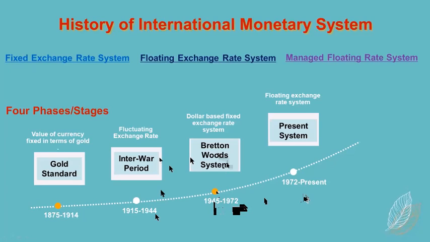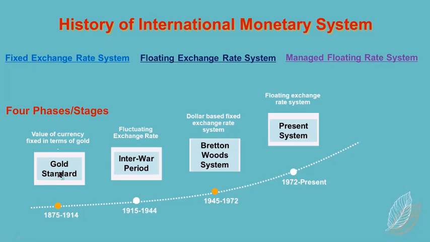So likewise, we have four phases. Coming to the first one. As the name indicates, the gold standard is a monetary system in which each country fixes the value of its currency in terms of gold. Right? You're right, gold, because this name itself indicates that. The exchange rate is determined accordingly. So if it has fixed its value of currency in terms of gold, naturally the exchange rate also will be determined based on that.